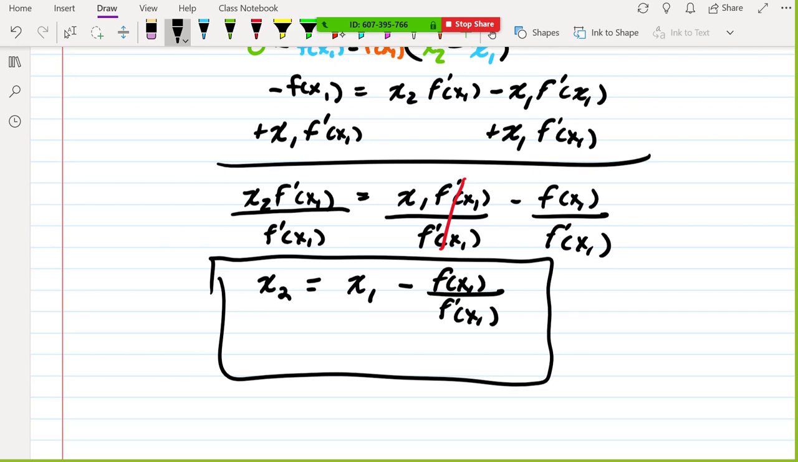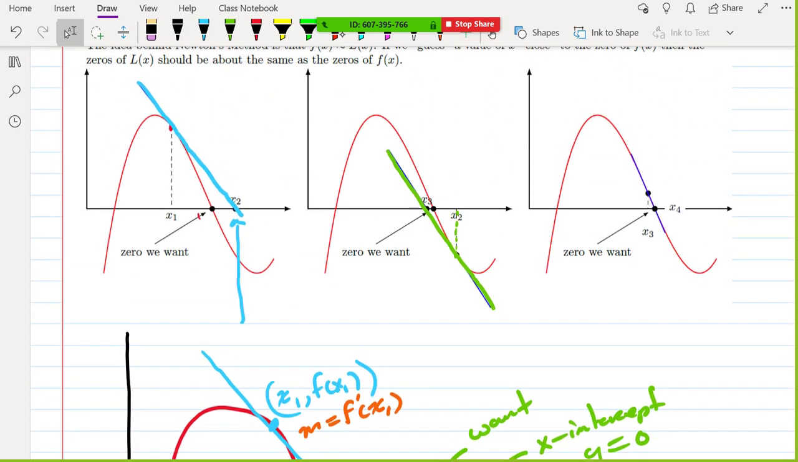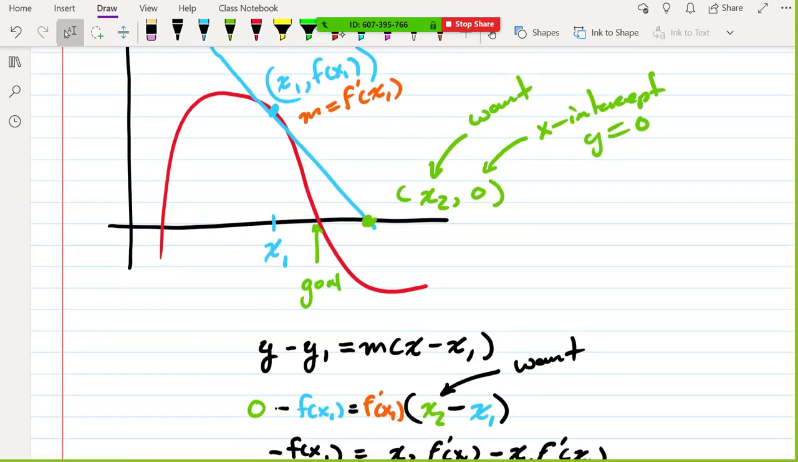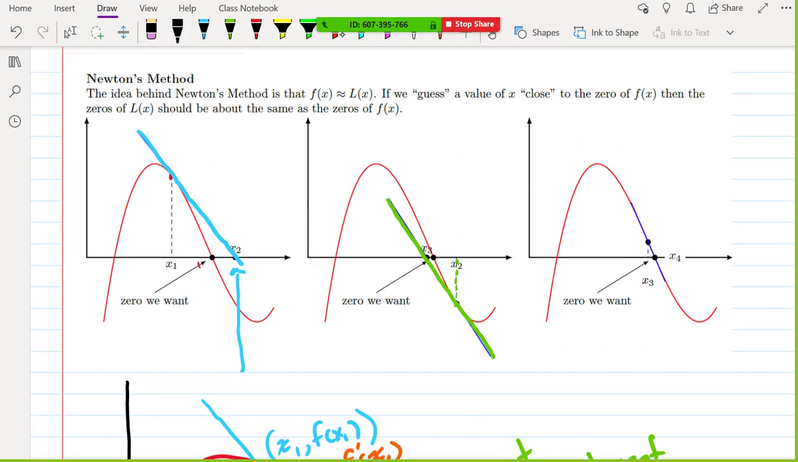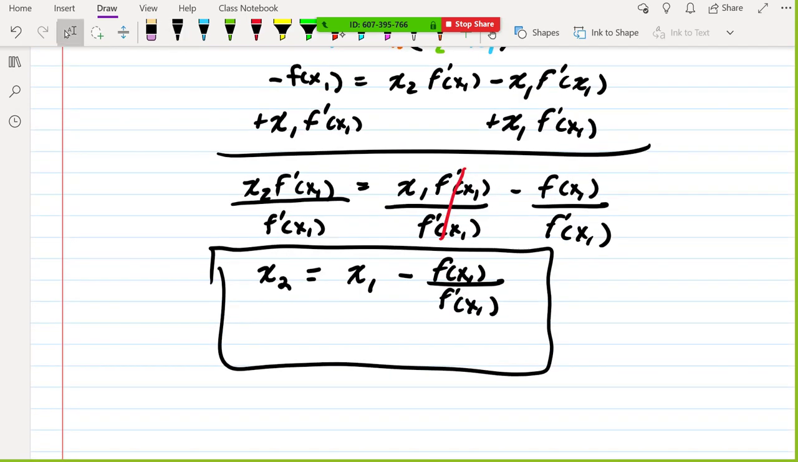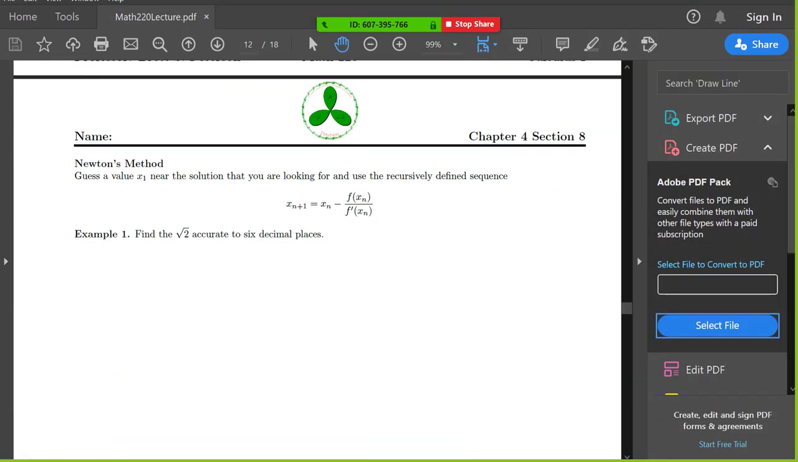So this gives us a formula for x2 based on this picture that we had up here, right? So starting at x1, we were able to solve for x2 by that formula, and x2 is x1 minus f of x1 divided by f prime, or the derivative of f evaluated at x1. Then we could do that process again. So to get x3, we would plug into this same formula, but x3 would be x2 minus f of x2 over f prime of x2, and so forth. So that would be our iterative process that would generate that entire sequence.